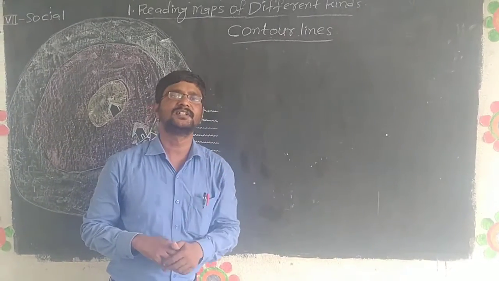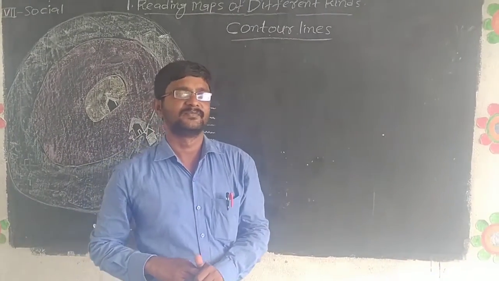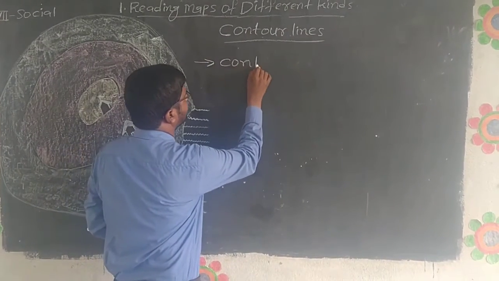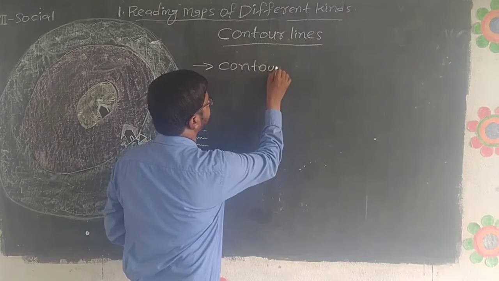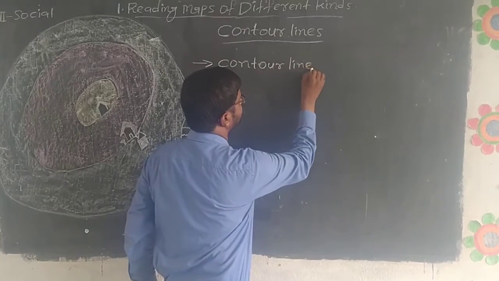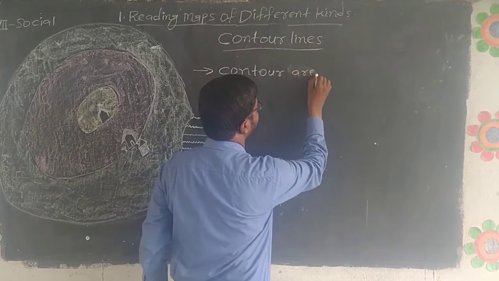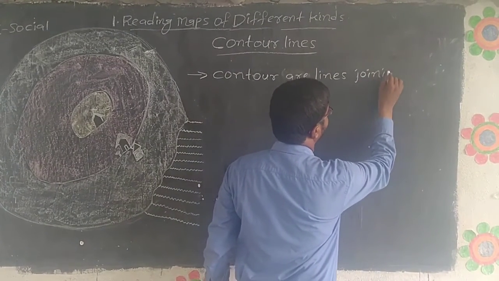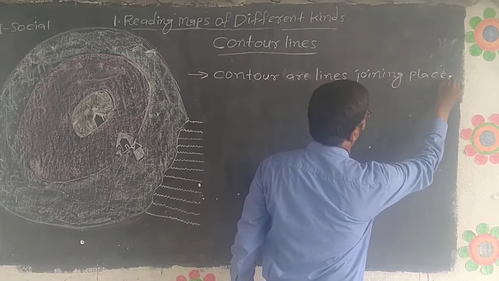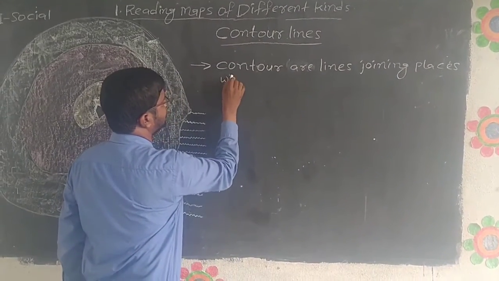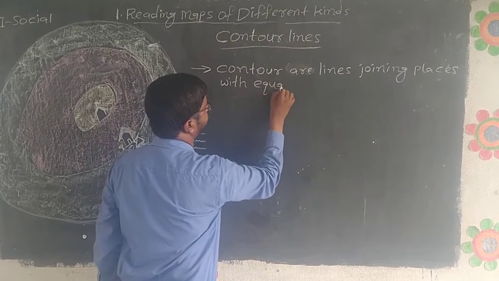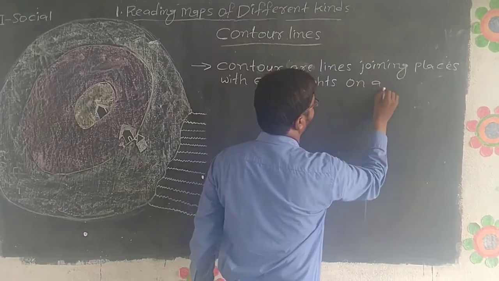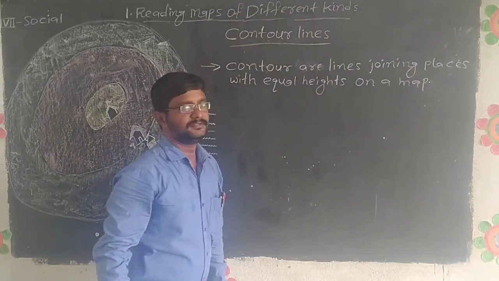So first we have to know the definition of contour line. What is a contour line? Contour lines are lines joining places with equal heights on a map. See, have you understood the definition?